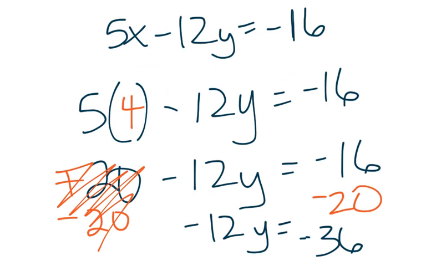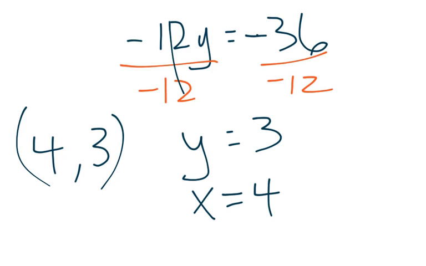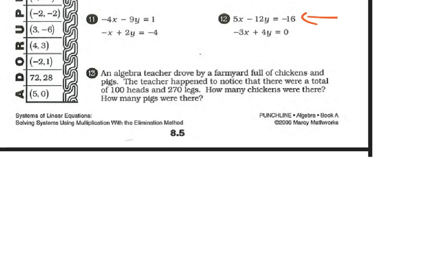And I can't remember what x was. Oh, x was 4. So x is 4 and y is 3. So that's 4, 3. So let's find it on our worksheet. Make sure we have the right one, and I already see it.